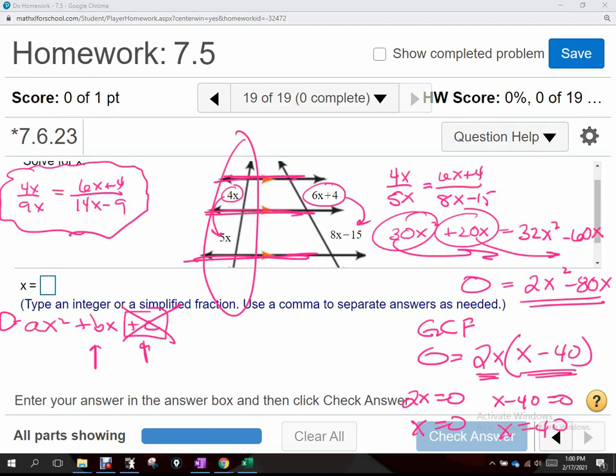Depending on the numbers you get, because you see here it says type an integer or a simplified fraction, use a comma to separate answers as needed. Some of you might get, however your numbers relate to one another, two answers that work. Maybe you get a 10 and a 40. So you would put 10 comma 40. Maybe they both work. It just depends on how your values are provided.